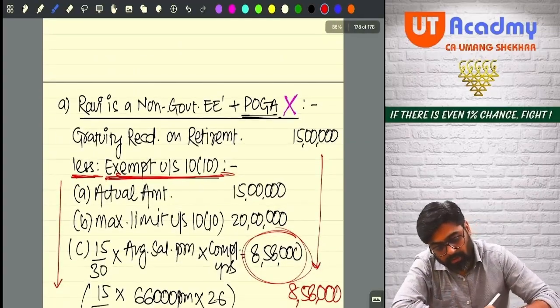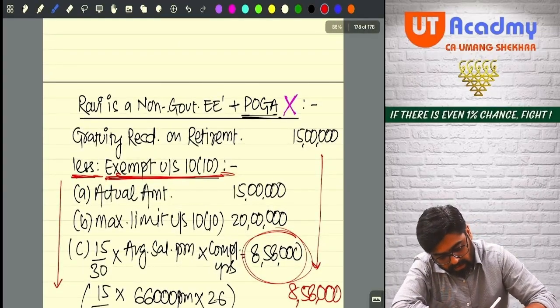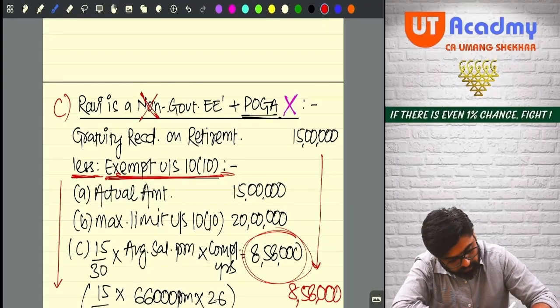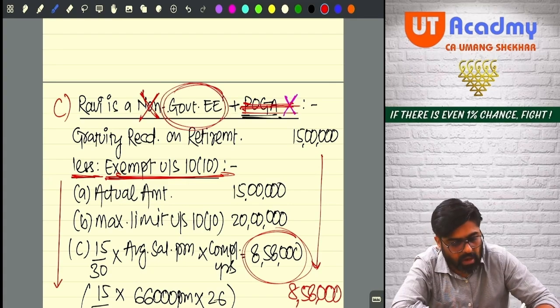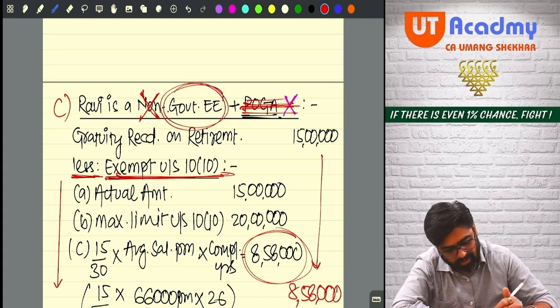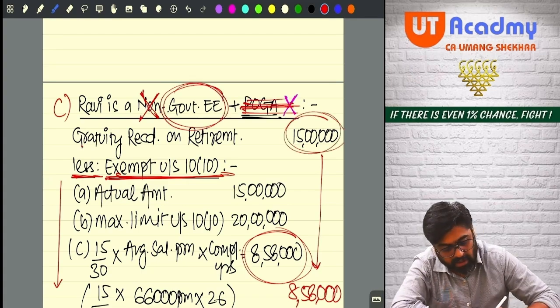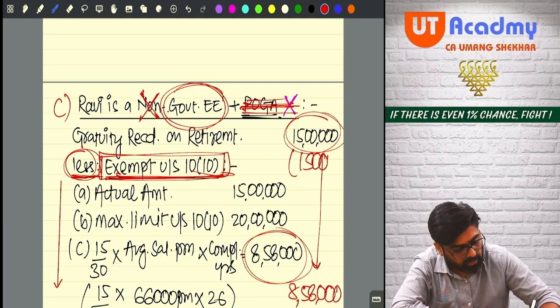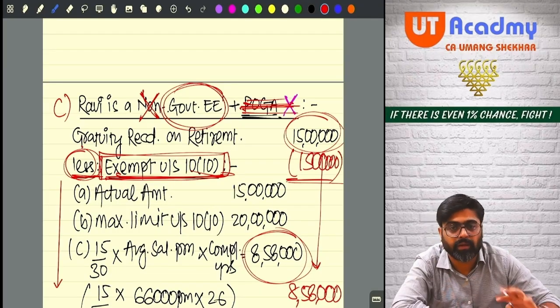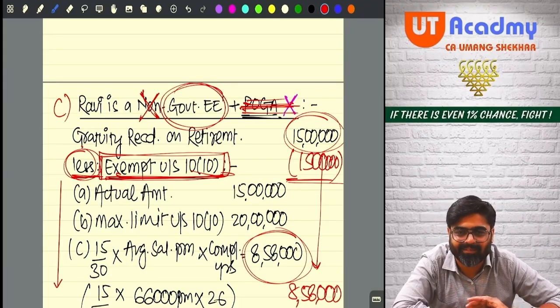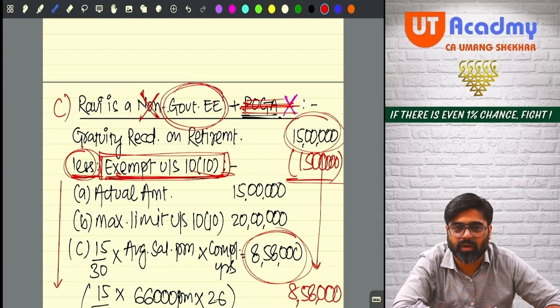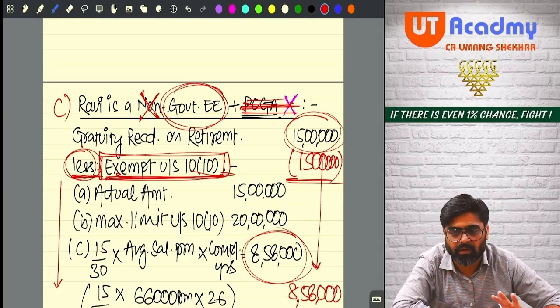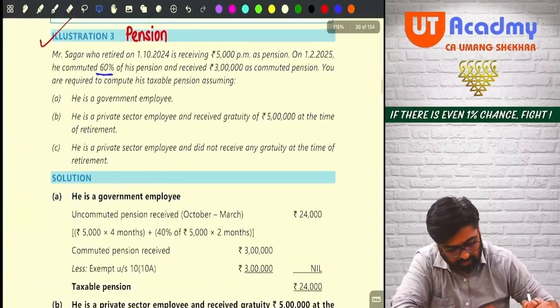Now, the C part they are saying, Ravi is a government employee. Now don't see POGA or not POGA. So can I say gratuity receipt 15 lakhs? I will write less: fully exempt under section 10(10), 15 lakhs. So what will be the balance amount? Come on, tell me. Nil. Done. Easy or not? Sure? Perfect. Very good. Come on.